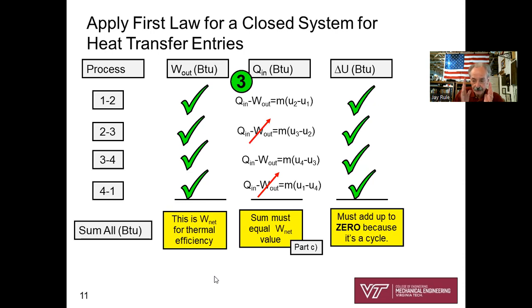Now we're trying to populate this Q column, QN. We're going to write down the first law for each of the processes. And so remember that W out was nothing for 2 to 3 and 4 to 1, so I X those out. And so now back to the calculator. You've got numbers for all of these things. You've got numbers for the work. So plug and chug for all the QNs. Some will be positive, some will be negative.